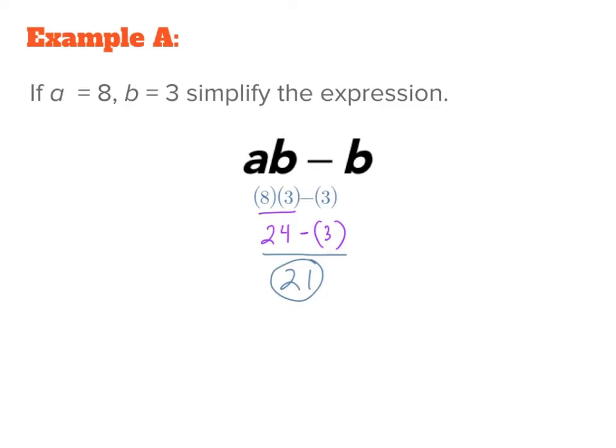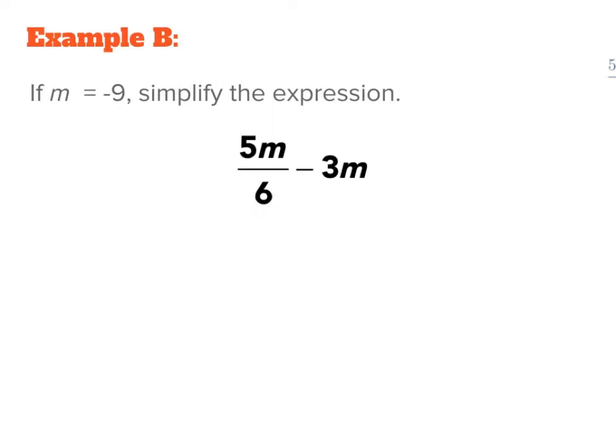Let's take a look at example B. So here we are at example B, and it says if m is equal to negative 9, simplify the expression. So I've got 5m divided by 6 minus 3 times m. So I'm going to substitute in that negative 9 for both m's, and I'm going to remember that I'm going to use parentheses to do so, because otherwise it's going to look like 5 minus 9 instead of 5 times negative 9.